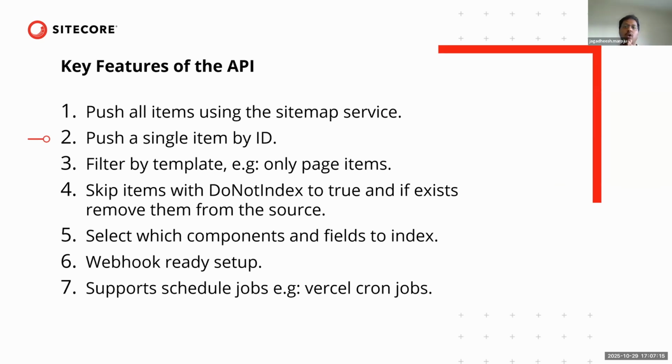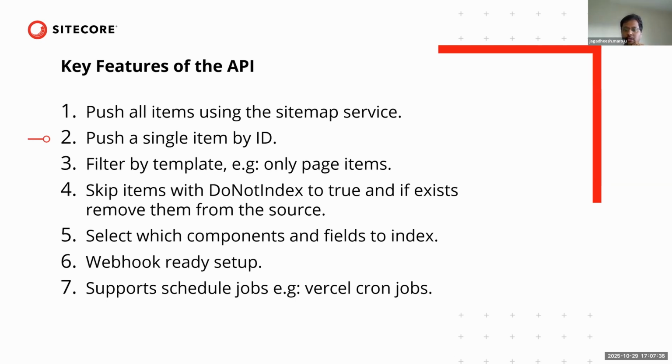Let's get into what my API actually does. There are different things it can do. The first one is it can push all items by using the Sitecore sitemap service to pull a list of every page item. From there, it processes each one and sends each item's data straight to Coveo.